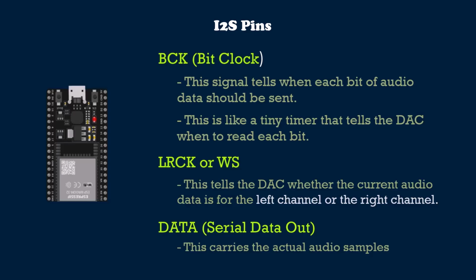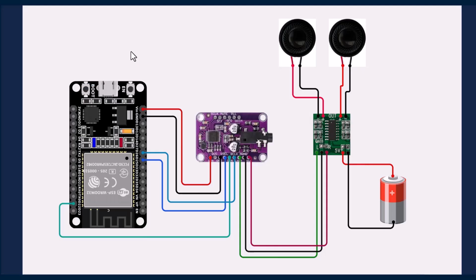And one of the great things about the ESP32 is that I2S pins are not fixed. You can assign almost any GPIO to these signals in software. Alright, now let's take a look at the circuit diagram.